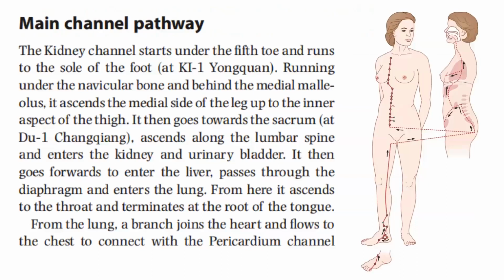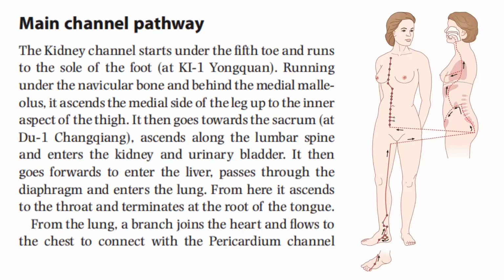So as a review, the main channel pathway of the kidney channel starts under the fifth toe and runs to the sole of the foot at Kidney 1. Running under the navicular bone and behind the medial malleolus, it ascends to the medial side of the leg up to the inner aspect of the thigh. It then goes towards the sacrum at Du-1, ascends along the lumbar spine, and enters the kidney and urinary bladder.